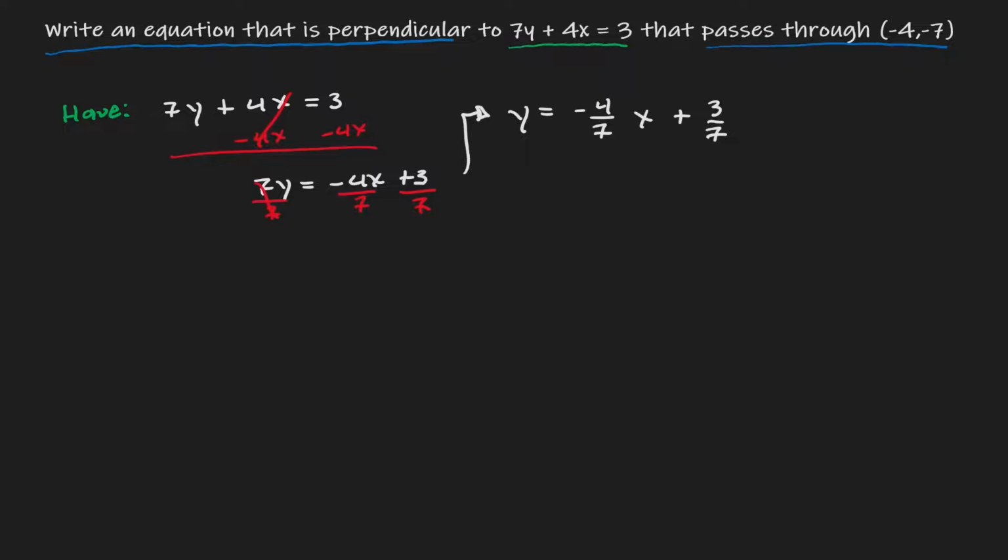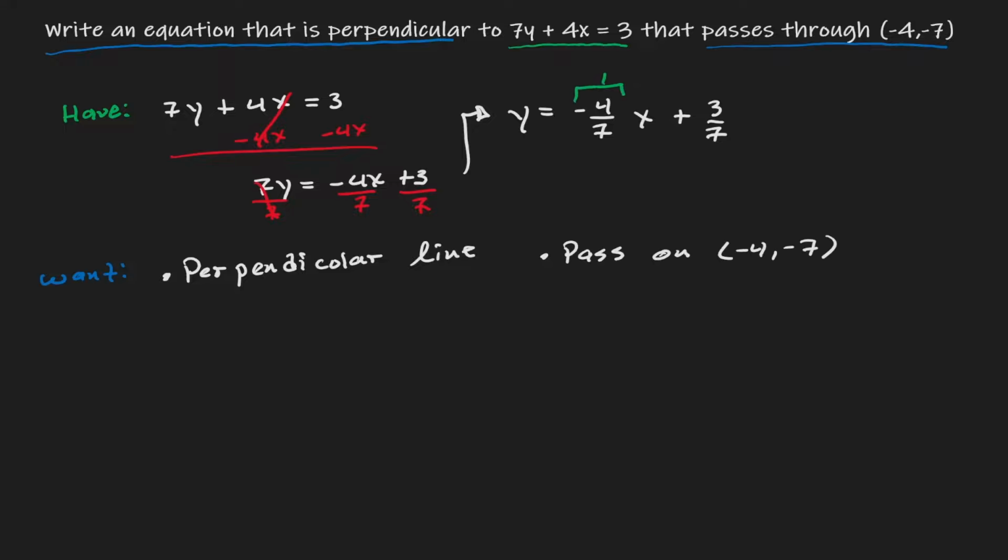Now let's think about what we want. We want a perpendicular line, and we also want this line to pass through the point (-4, -7). Let's take a look at the equation that we were given. The slope of this equation is -4/7. If we want a perpendicular line, we should have a negative reciprocal slope. Therefore, the slope of the perpendicular line should be positive 7/4.